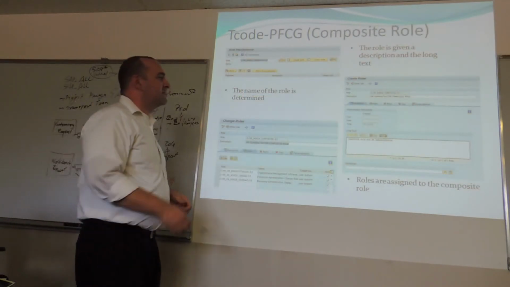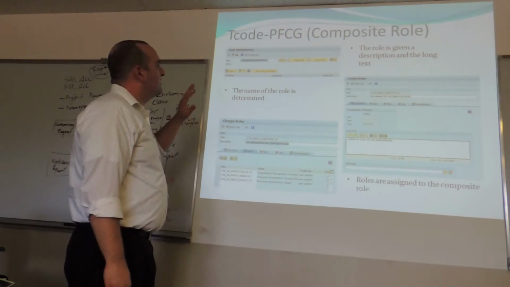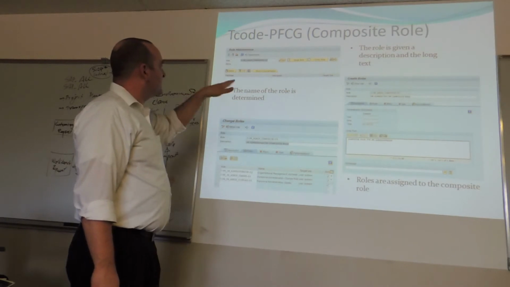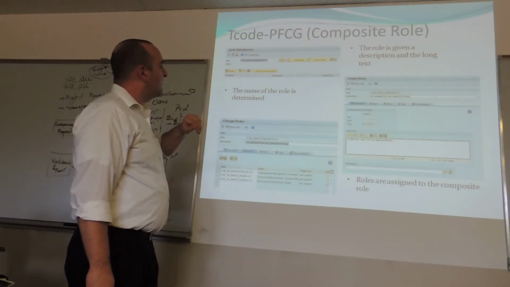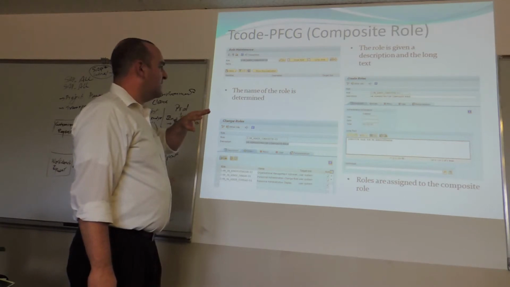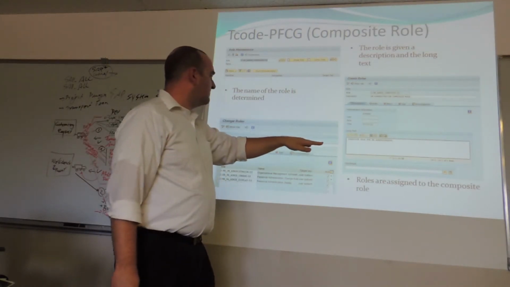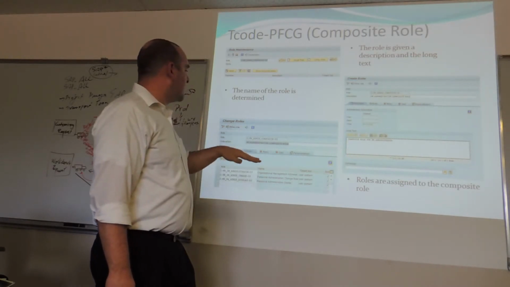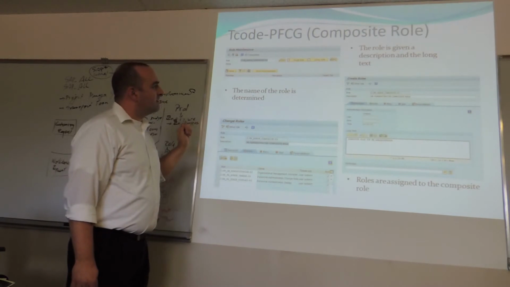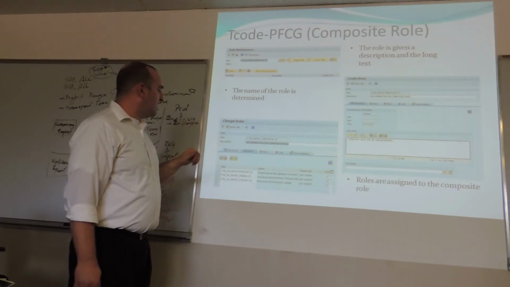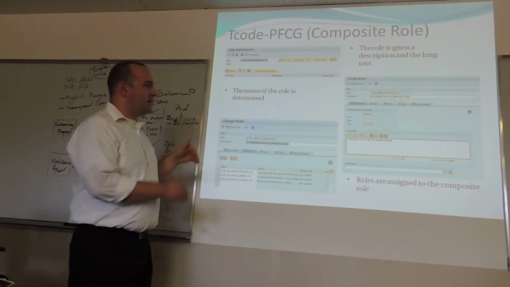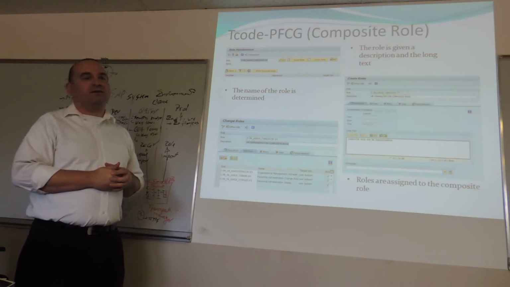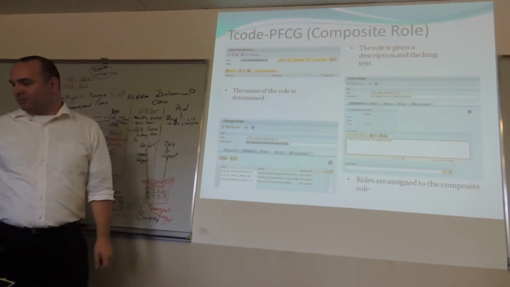Now the composite role is basically the same as a single role, except you're going to give it the name, and instead of single role, you're going to click on composite role. And the same thing, you're going to give it a description, and then you're going to assign the roles that are going to be for that composite role. And it could be just a couple, or maybe you have 3 or 4 different roles that are permitted for that particular position or group.